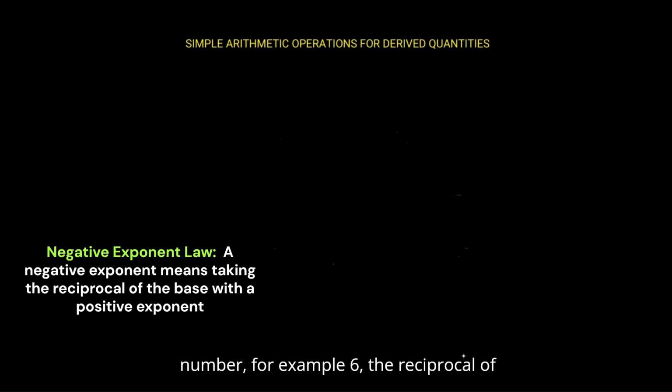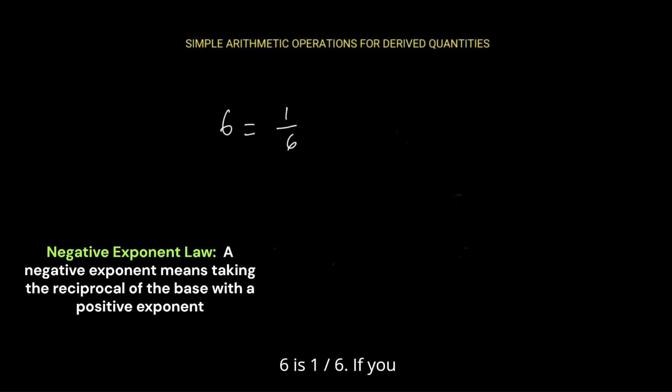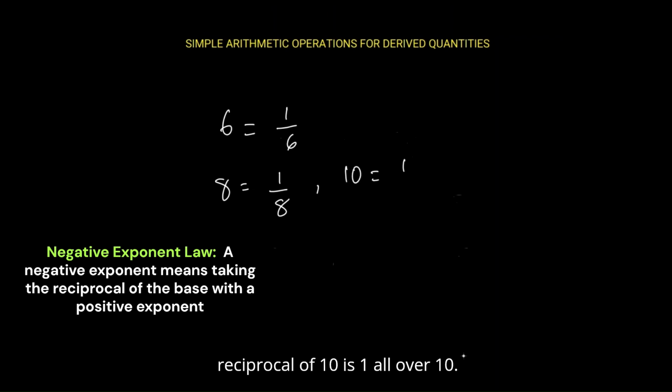If you have a number, for example, 6, the reciprocal of 6 is 1 over 6. If you have 8, the reciprocal of 8 is 1 all over 8. If you have 10, the reciprocal of 10 is 1 all over 10. So I believe you must have understood the concept of reciprocal. Now let's solve some examples.